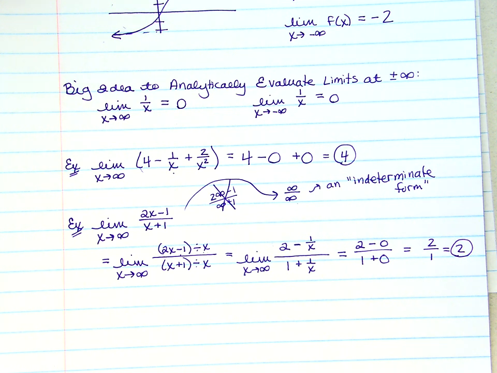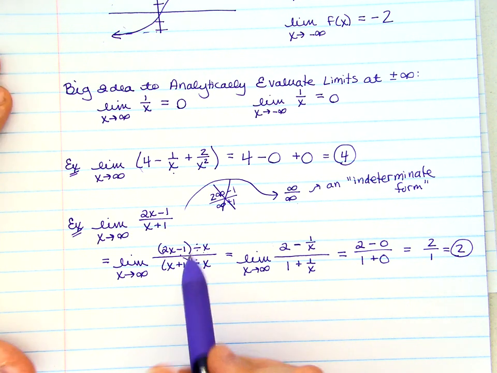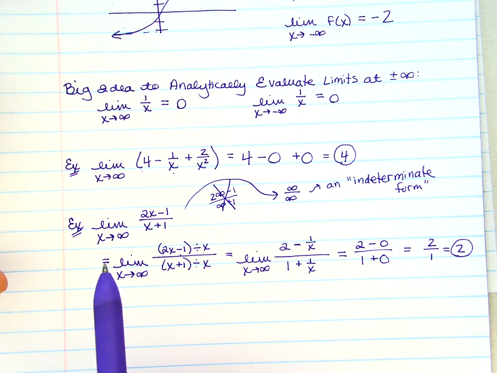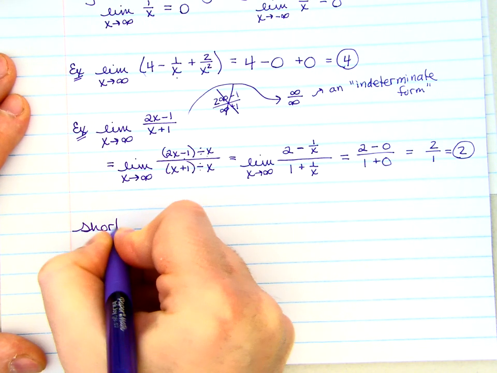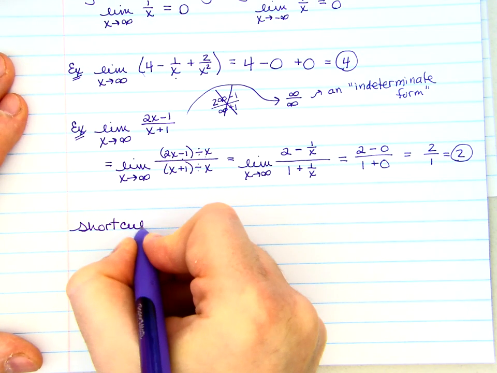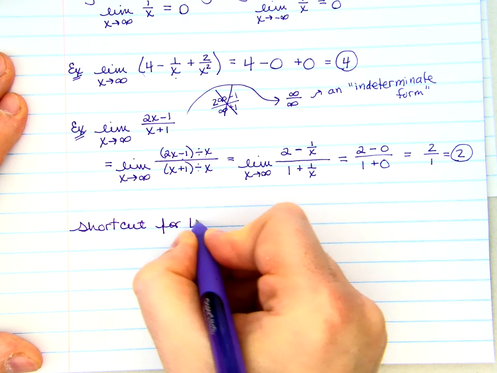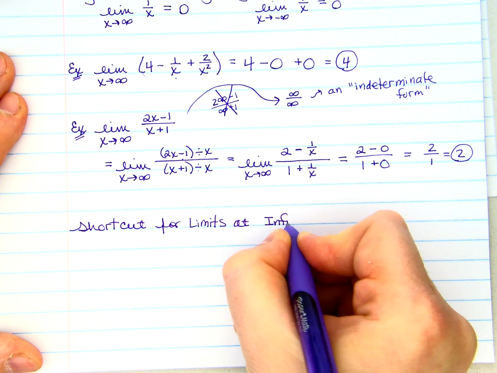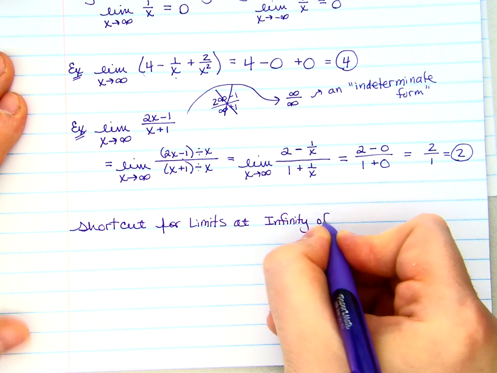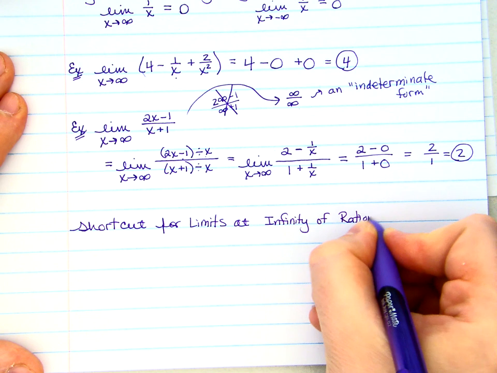To find these limits at infinity, the formal way of dealing with things is by doing some division. I'm going to divide the top and bottom by the variable that has the highest power in the denominator. There's a much easier way, though, to deal with this. And we're going to look at this shortcut now. We're going to call this our shortcut. Am I still on the screen? Yes, I am. Shortcut for limits at infinity of rational functions.